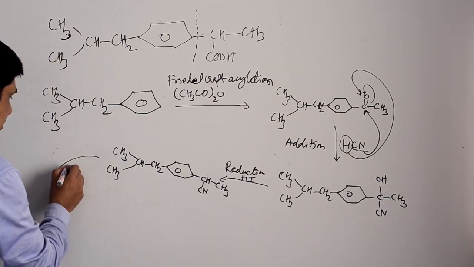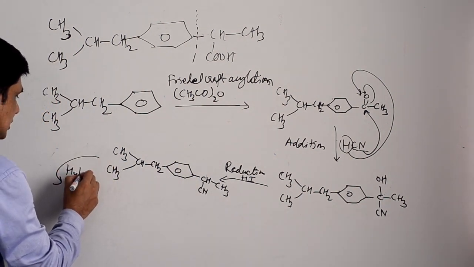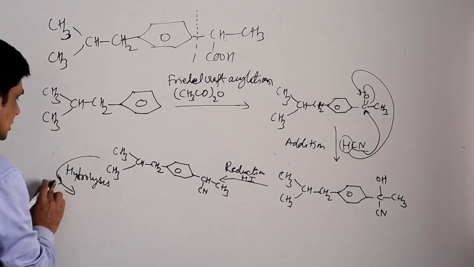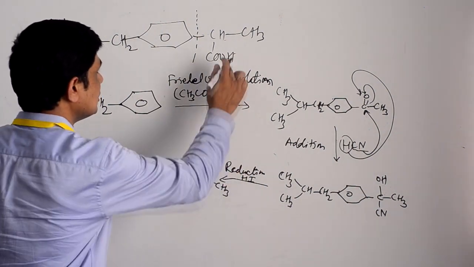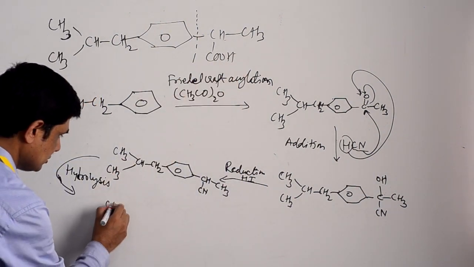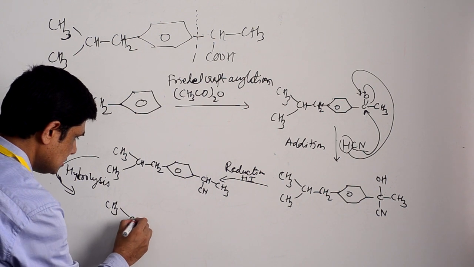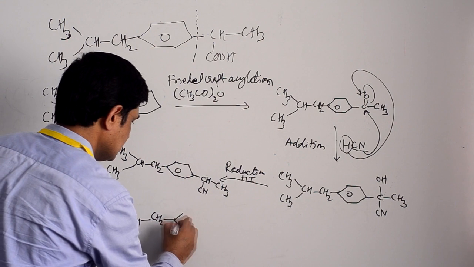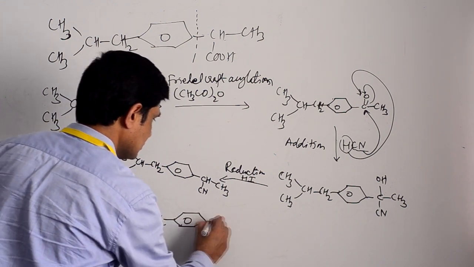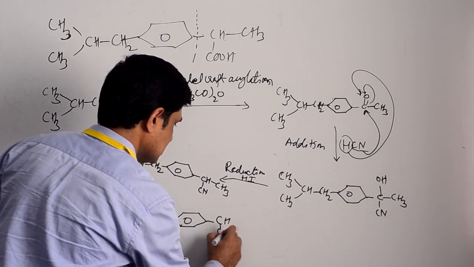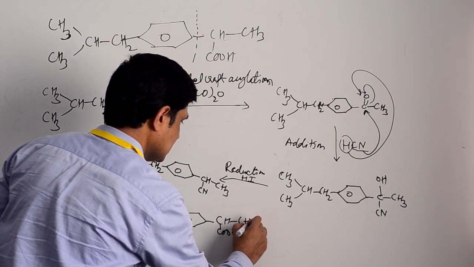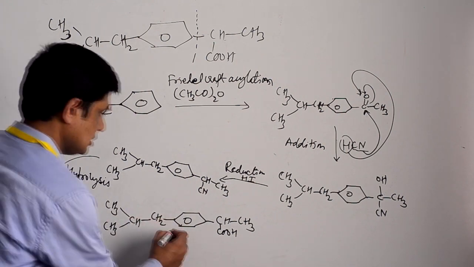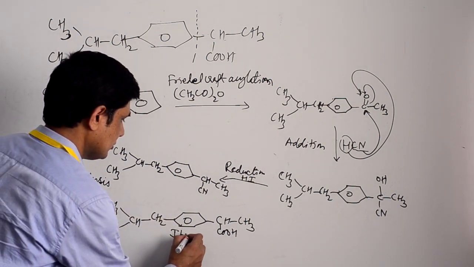Now by hydrolysis, CN is converted into COOH, meaning CH3 CH CH3 CH2 benzene ring, CH, COOH and CH3. CN is converted into COOH. So by this, ibuprofen will form.